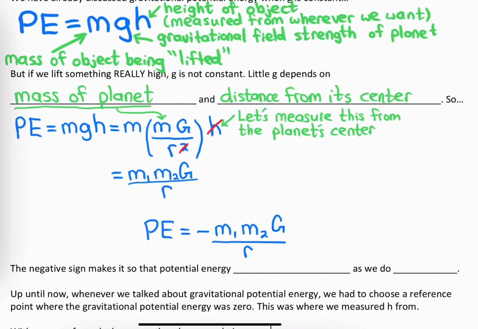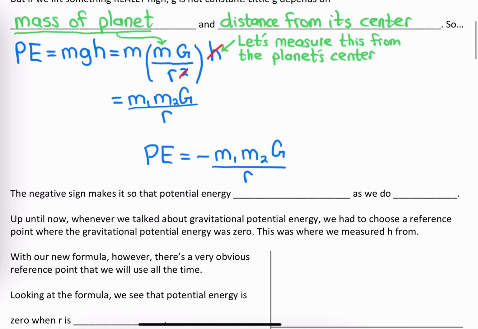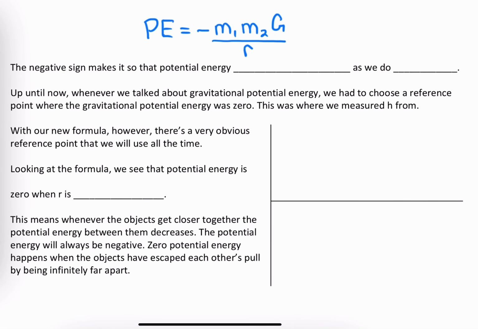And the goal here was not to do a rigorous proof of this new formula. The goal was to give you a sense of how this formula might come about and provide an opportunity to look in depth at a couple pieces of it. So let's write that note down about that negative sign. The negative sign makes it so that potential energy increases as we do work. If potential energy were to decrease as we did work, then we'd be violating the law of conservation of energy. So I'm going to put a box around this because this new formula is going to be important for us.